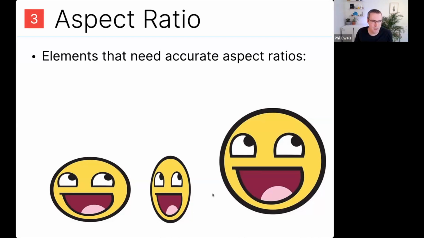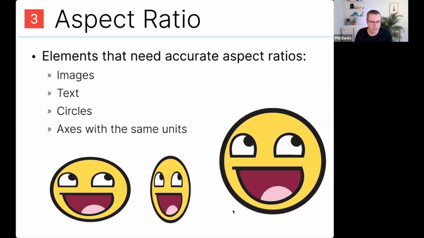Aspect ratio is really important for 4 different types of things. Images: here you can see, hopefully very obviously, that the image has been squashed. Aspect ratio is important for any image, photo or microscopy image or whatever. Images should always have a fixed aspect ratio. Text should never be squashed. Basically anything with a circle. And graphs where the axes have comparable units, where you're comparing a number against a number on the two different axes.